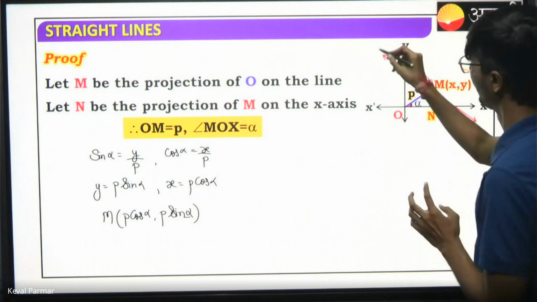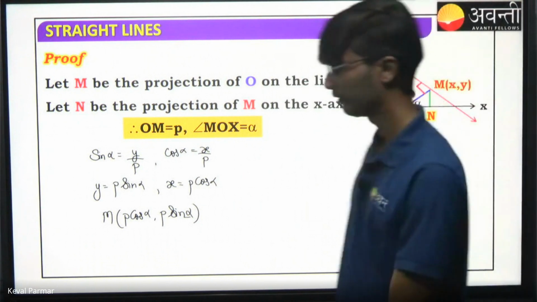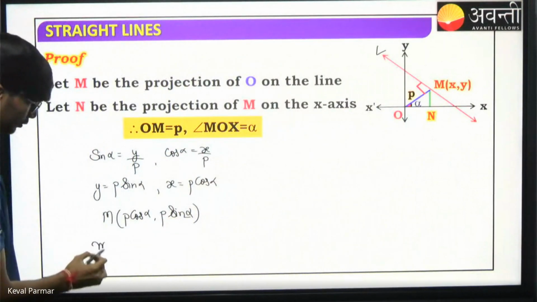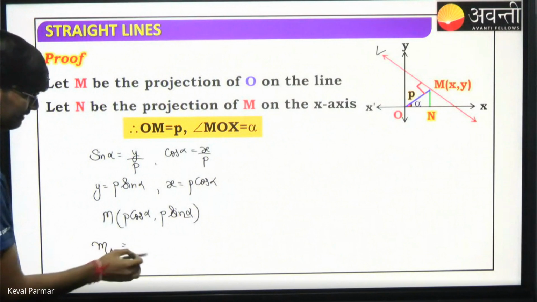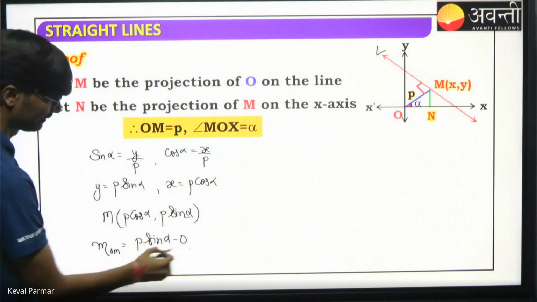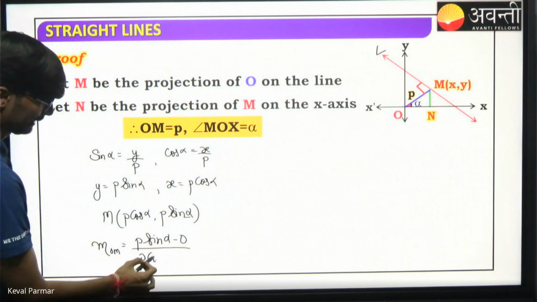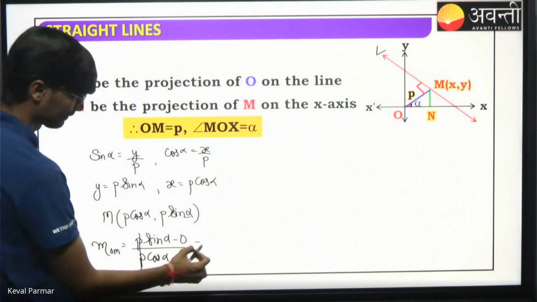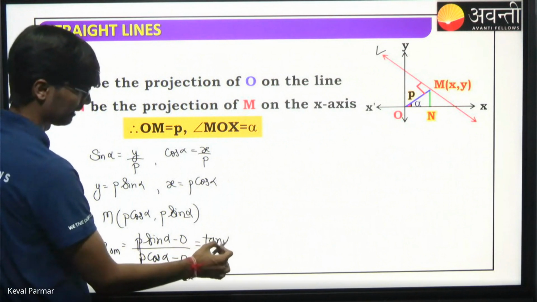Let this be line L. We get the slope of OM. What will be the slope of OM, guys? Slope of OM will be y2 minus y1, p sin alpha minus 0, upon p cos alpha minus 0. Your p and p will get cancelled and I'll get tan alpha.